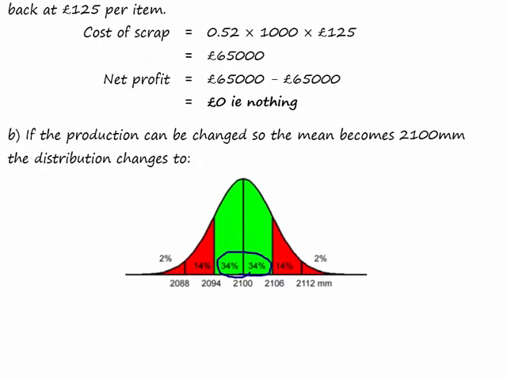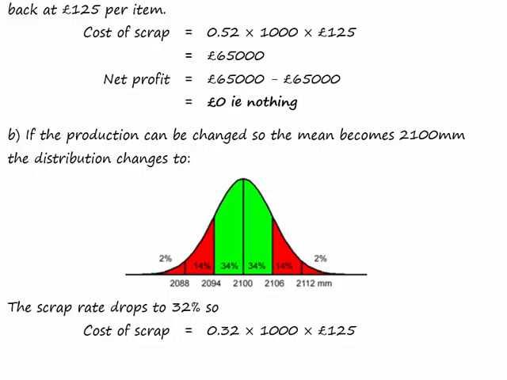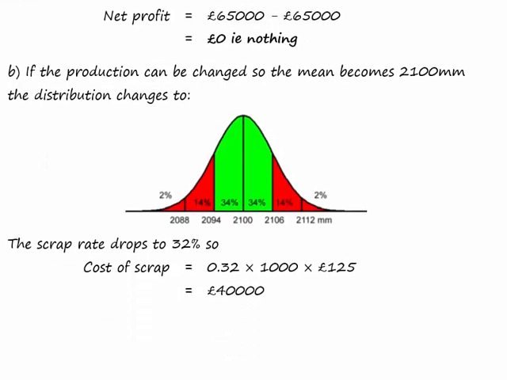So let's calculate what that means in terms of our profit. 0.32 of 1,000 is 320, times 125 is 40,000. 65,000 minus 40,000 means we get a profit of 25,000.